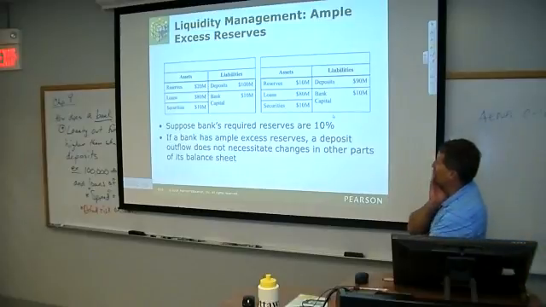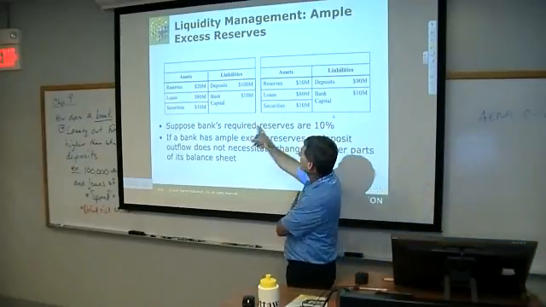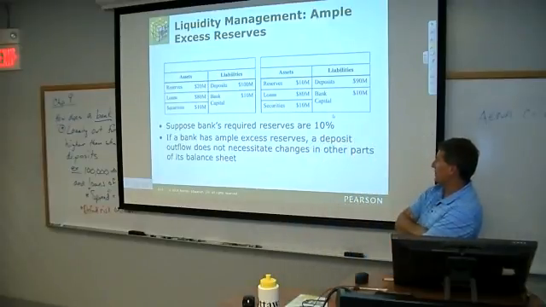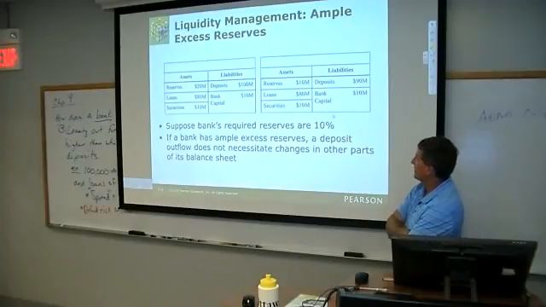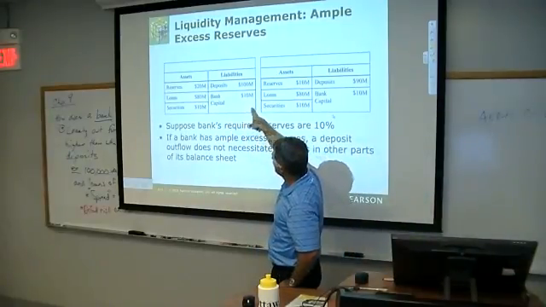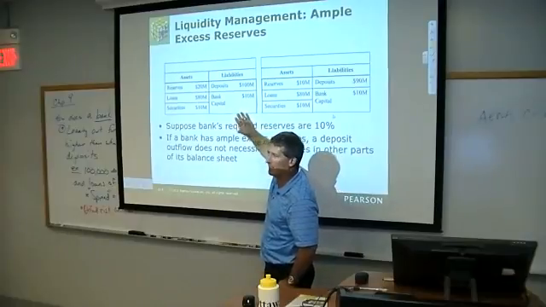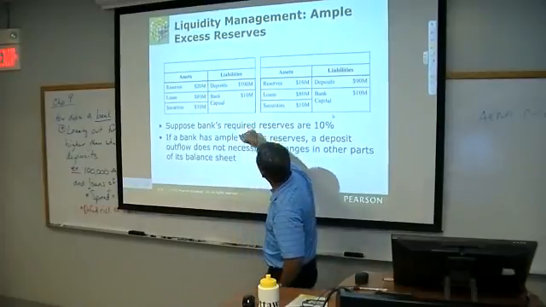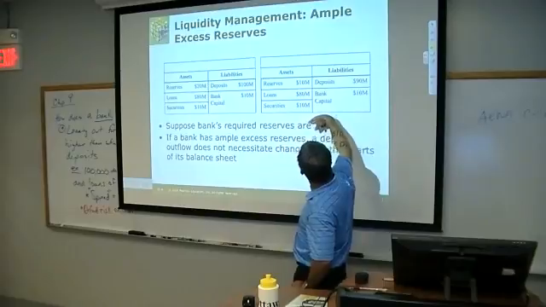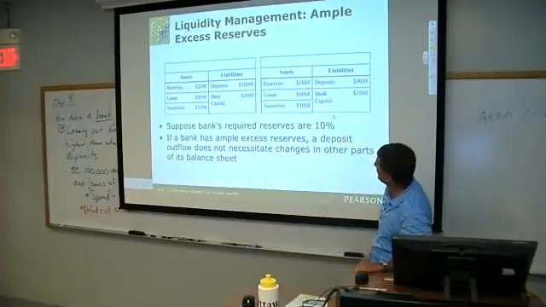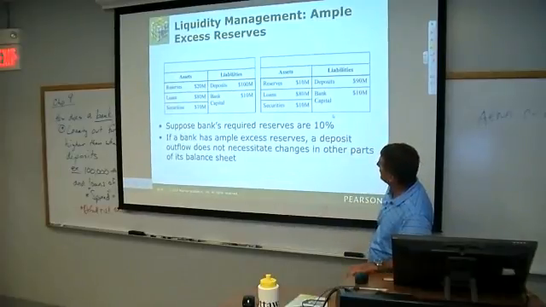So suppose the Federal Reserve requires 10% be held back. If a bank has ample reserves, a deposit outflow does not necessitate changes in other parts of its balance sheet. So check it out here. Assets equal liabilities is usually a good thing to check. True or false with this bank? Assets equal liabilities? Good, right? 110, 110. And this bank over here, 100 million, 100 million. So they're balanced. This is an okay way to hold the bank.